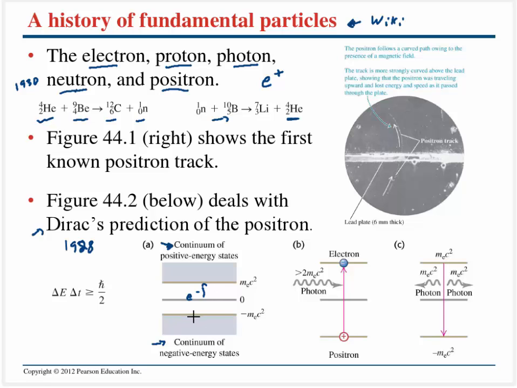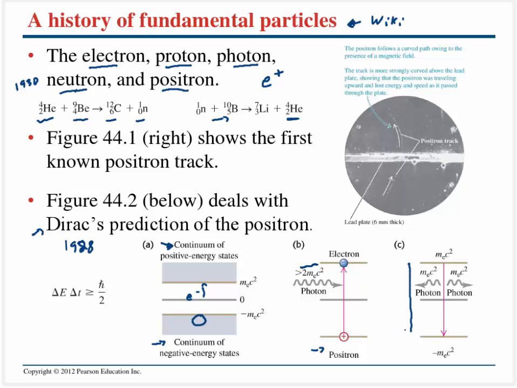But what he realized is, well, if we had a hole down here in one of the negative energy states, then that's going to act just like a positive charge. Now, he actually thought that it was going to be a proton, but the masses just didn't work out, and so it turned out to be this creature called a positron. And essentially, if we had a photon with twice the energy come in, it could kick a positron up to an electron, and vice versa.